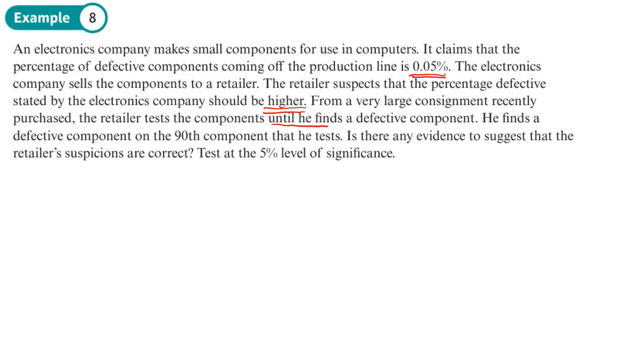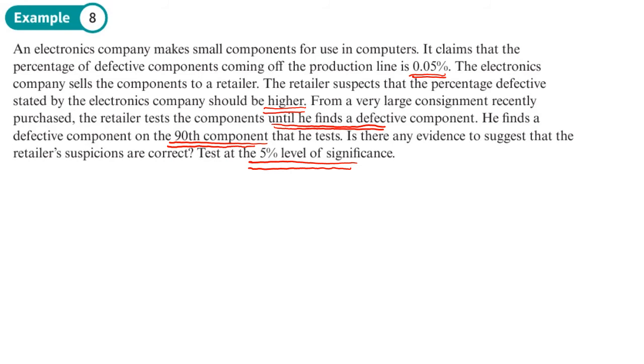There's the geometric distribution hint: until he finds a defective component. He finds a defective component on the 90th component that he tests. Is there any evidence to suggest the retailer's suggestions are correct? Test at the 5% level of significance. So there's all the key information highlighted.